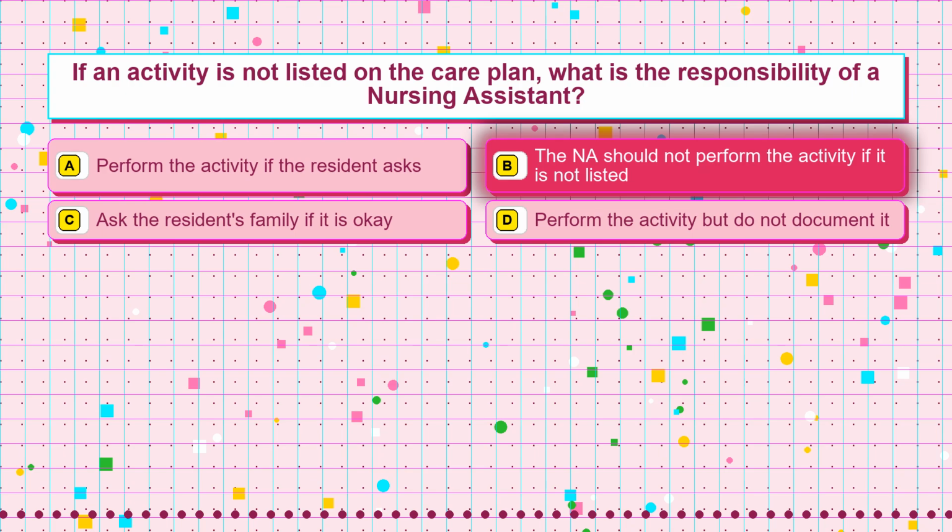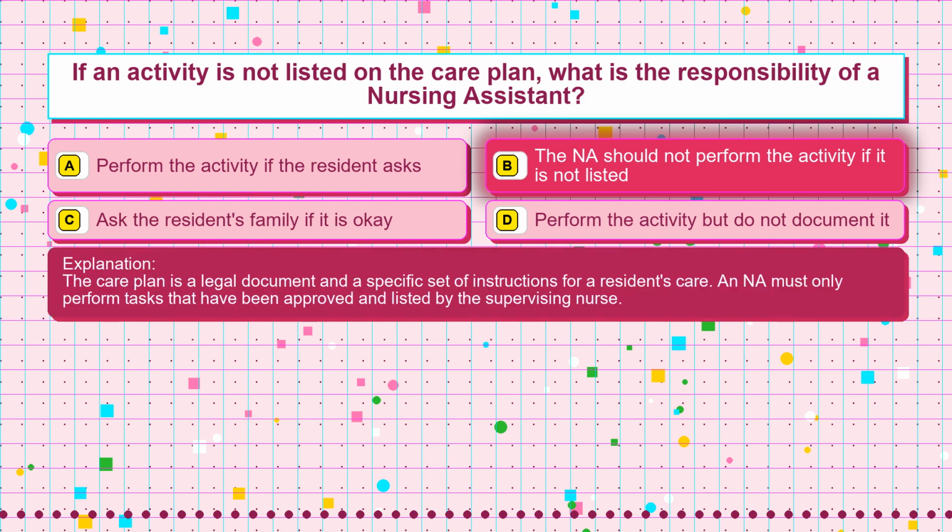The correct answer is option B. The NNAAP should not perform the activity if it is not listed. The care plan is a legal document and a specific set of instructions for a resident's care, and NNAAP must only perform tasks that have been approved and listed by the supervising nurse.